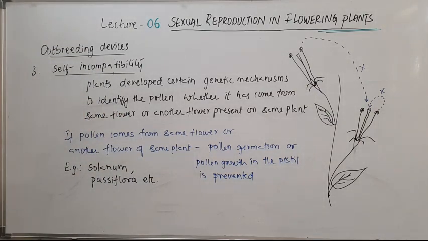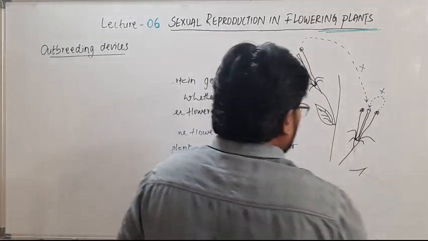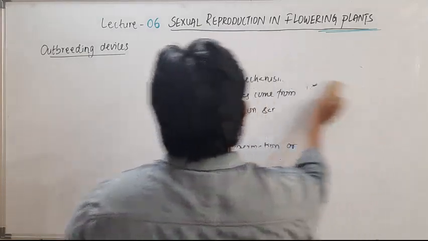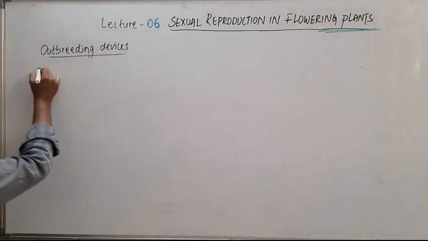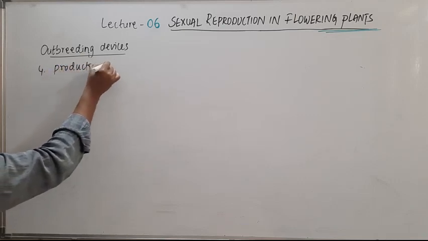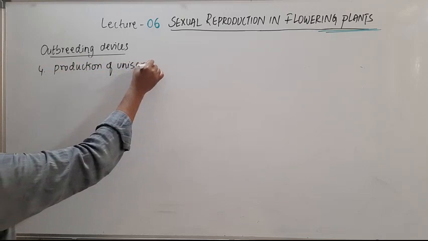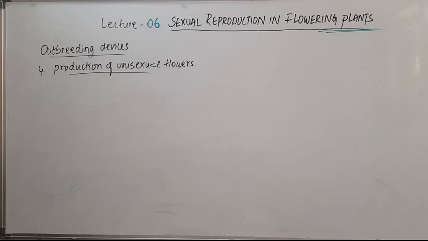Right, now let's move on to the last outbreeding device, that is production of unisexual flowers. So the last outbreeding device is the production of unisexual flowers. Production of unisexual flowers will also help in preventing self-pollination and favors cross-pollination.